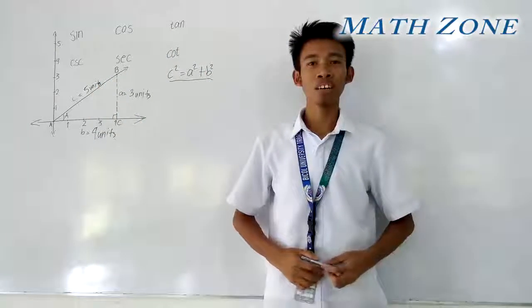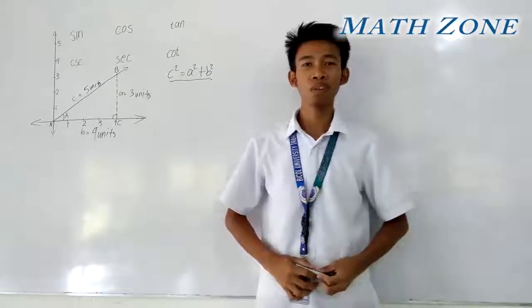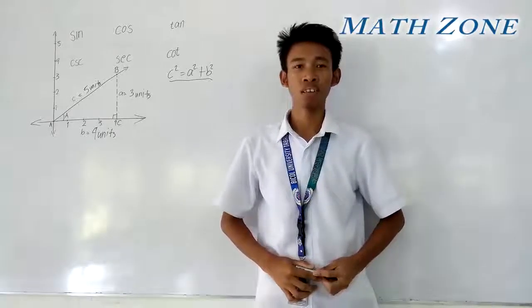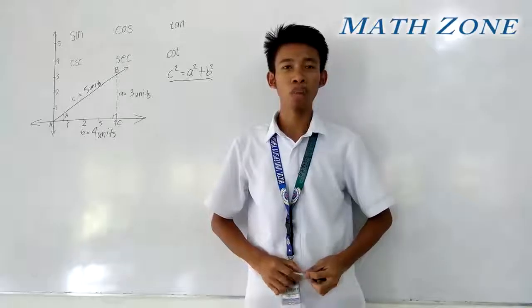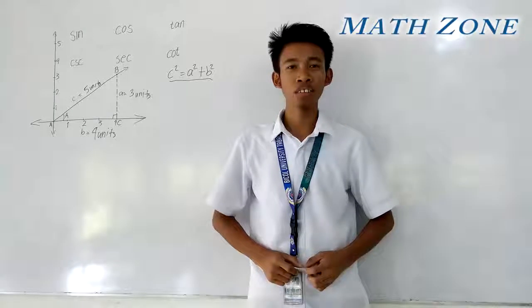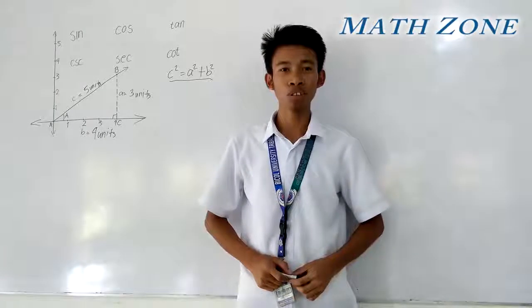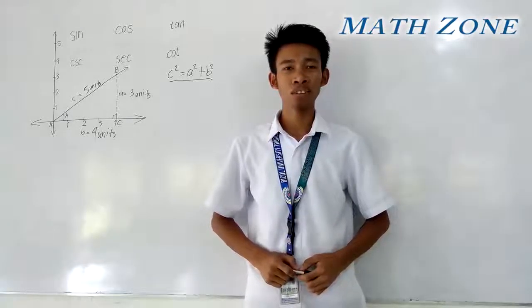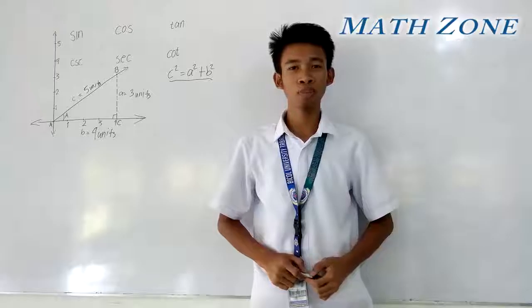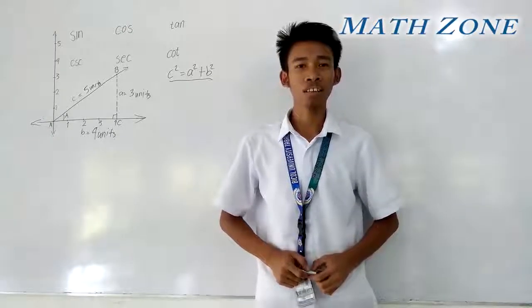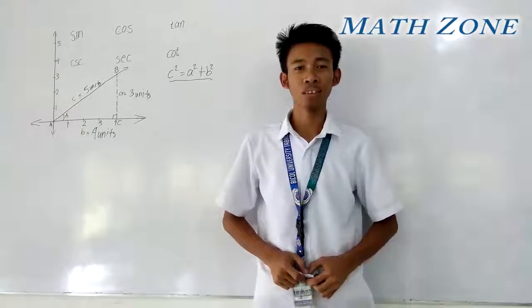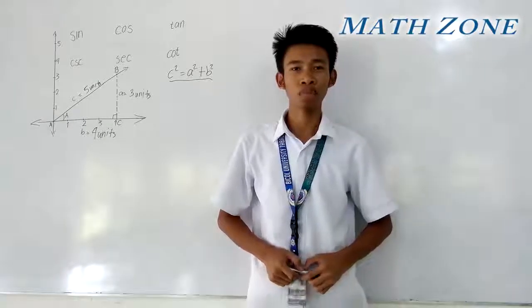Since we have the right triangle and we have the value for each side, we will follow the given formulas for the 6 trigonometric functions, which are: sine A is equal to opposite over hypotenuse, cosine A is equal to adjacent over hypotenuse, tangent A is equal to opposite over adjacent, cosecant A is equal to hypotenuse over opposite, secant A is equal to hypotenuse over adjacent, and the cotangent A is equal to adjacent over the opposite.